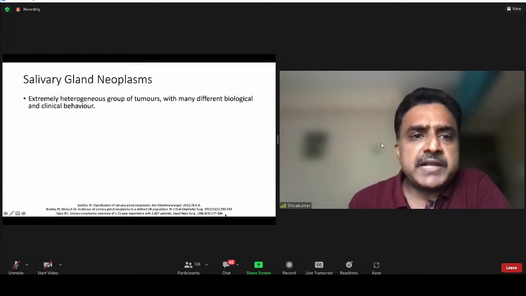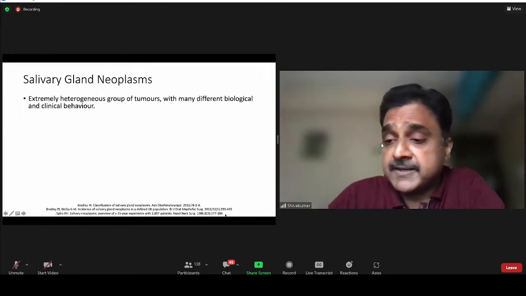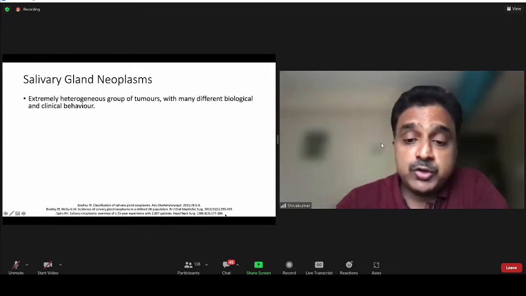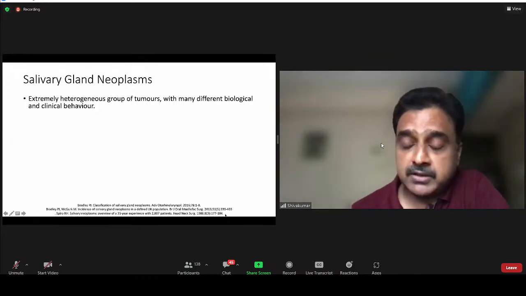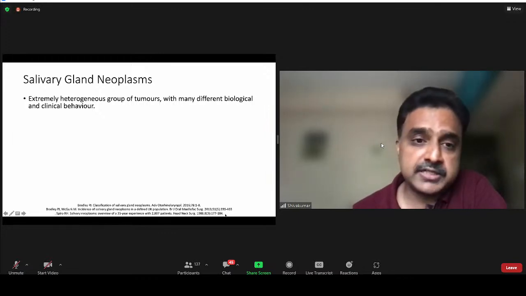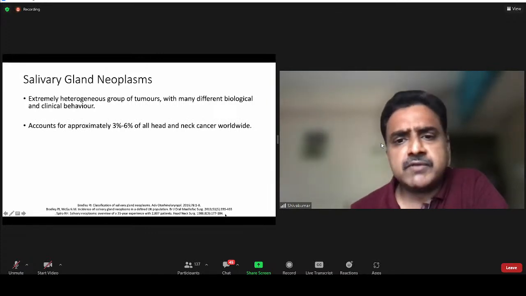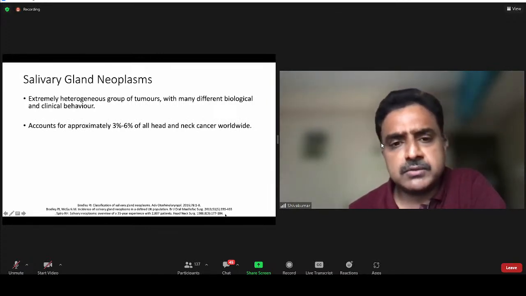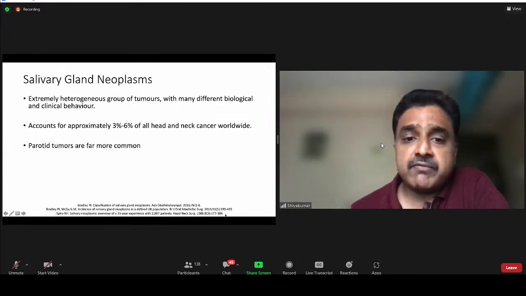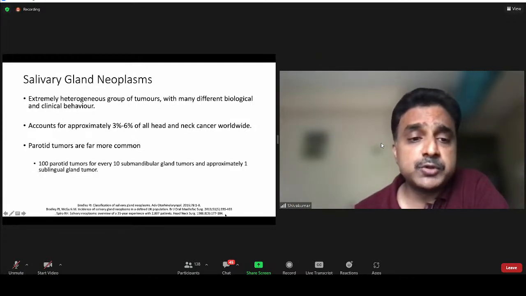Salivary gland neoplasms, we all know, are an extremely heterogeneous group of tumors with many different biological and clinical behaviors. Every few months or so, we get a newer classification of a different type of salivary gland neoplasm that keeps getting added to the already huge list. It's a less common variety of head and neck cancers, contributing to 3 to 6% of head and neck cancers the world over. Parotid tumors are far more common among the various major and minor salivary glands put together.